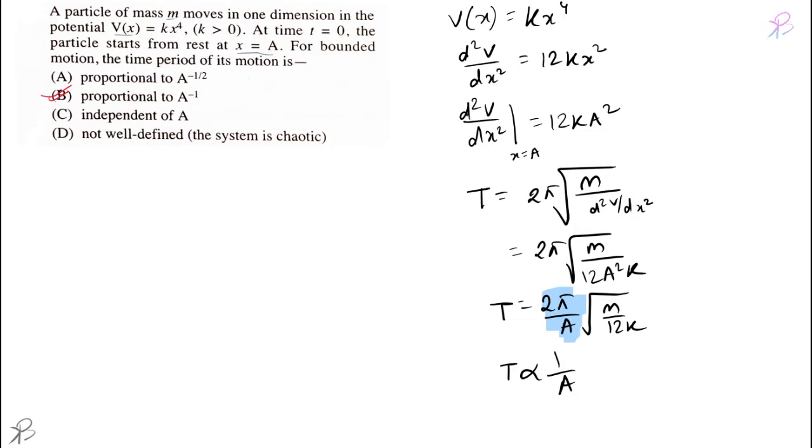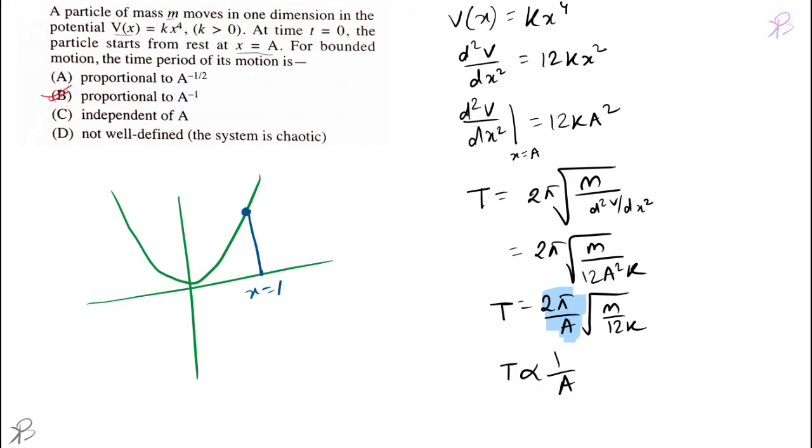So let me recap. We have a potential, right? So the potential looks something like this, and at t equal to 0, the particle starts from rest at x equal to a. So let this be x equal to a. The particle starts from here, and so what happens with time? It will oscillate like this, right?